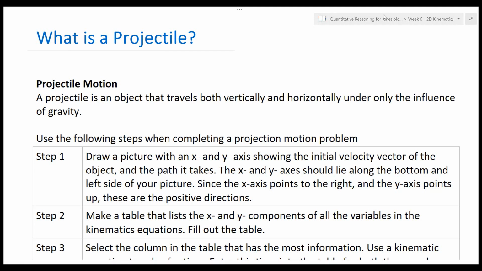So what is a projectile? A projectile is just an object that travels in both the vertical and horizontal direction under only the influence of gravity. So if I were to draw a little picture of what that would look like, let's say I have a ball in my hand and I throw it up on an angle. So I throw it up like this, let's say.